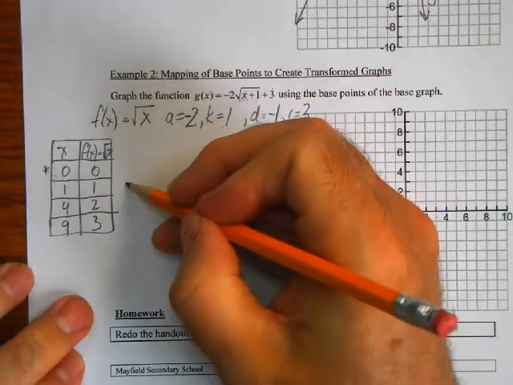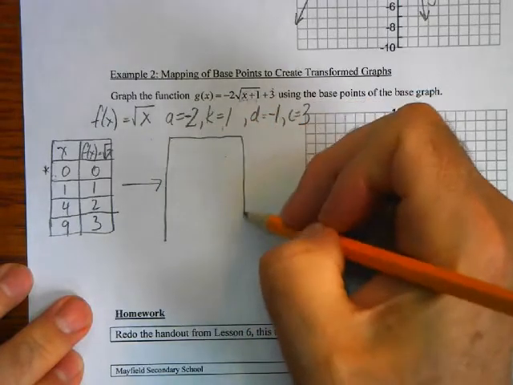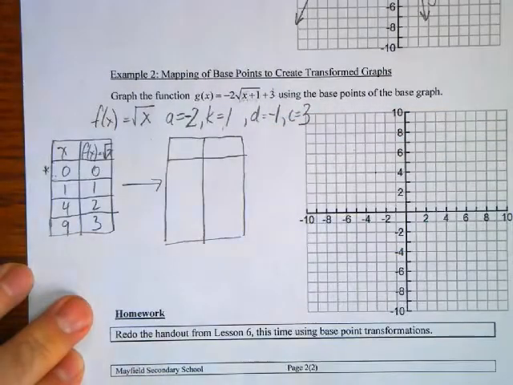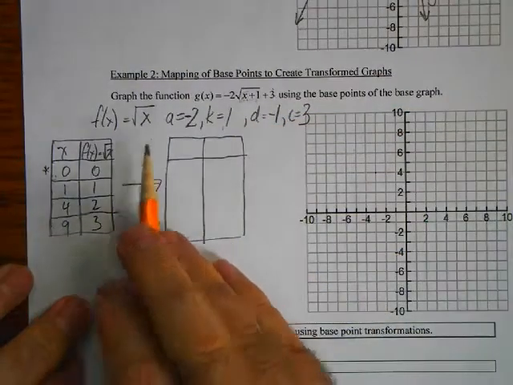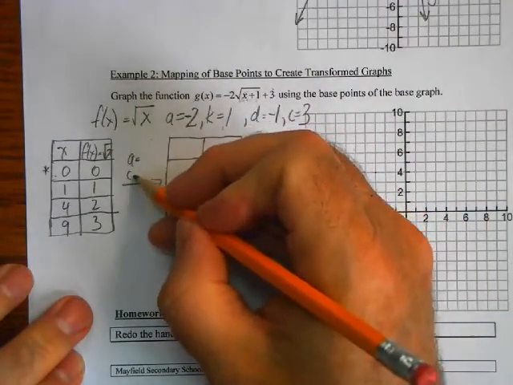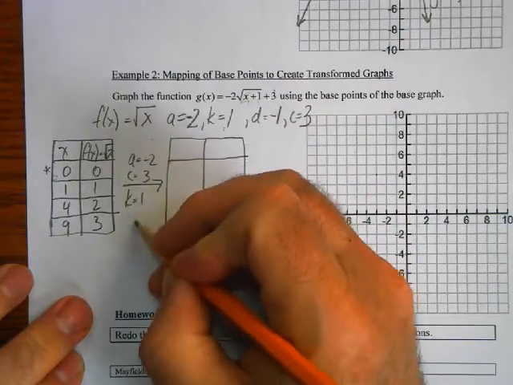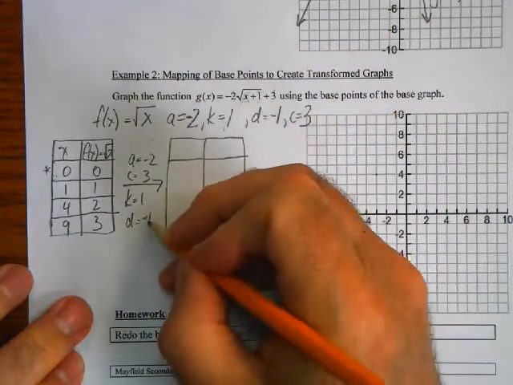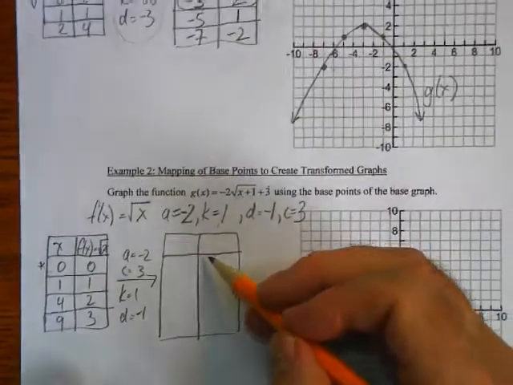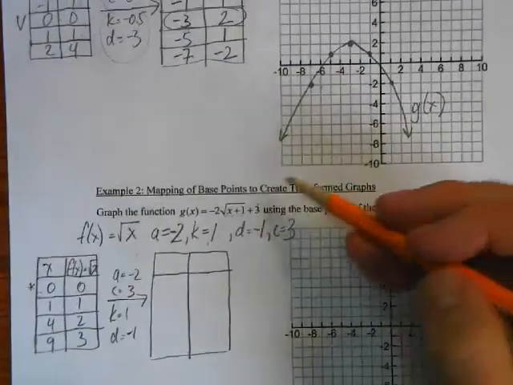Okay, so we're going to transform these. Now, okay, so I'll do the same thing I did before. So the A and the C values I'm going to put here. So that's -2 and 3. The K value is 1 and the D value was -1. So I need to develop little mini formulas for what I'm going to be doing to the original X and Y coordinates of the base points.